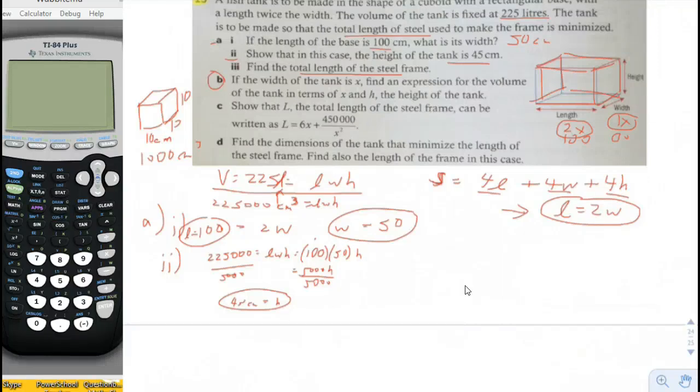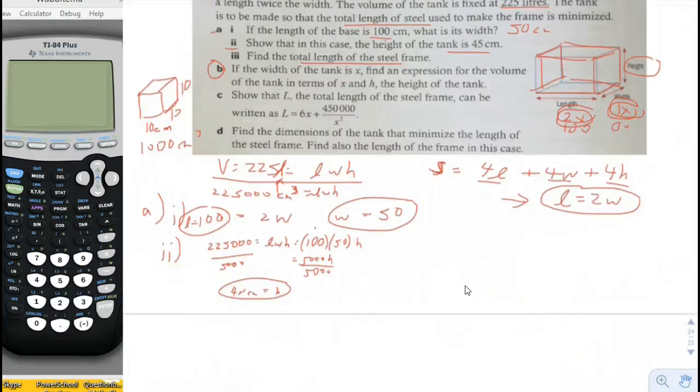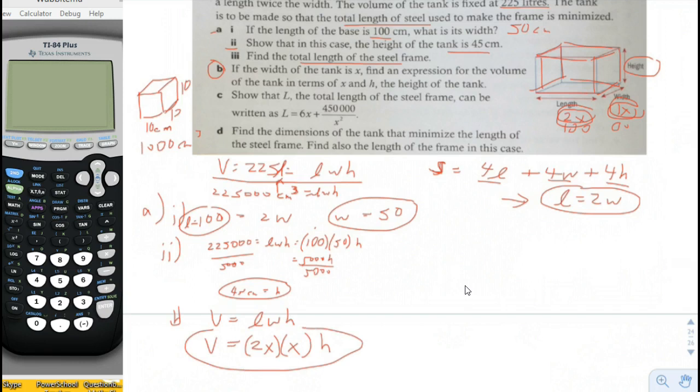B. If the width of the tank is x, find an expression for the volume of the tank in terms of x and h, the height of the tank. So if the width is x, then the length would be 2x. And so if we wanted to find the volume of the tank, we would have volume equals length times width times height. We know that the length is 2x, the width is 1x, and the height is h. So this is our expression.